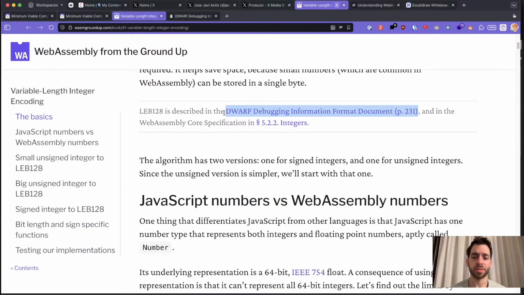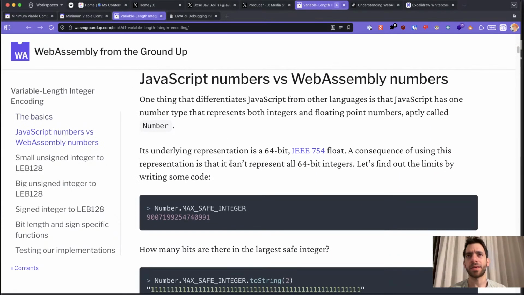One thing that differentiates JavaScript from other languages is that JavaScript has one number type that represents both integers and floating point numbers, aptly called number. One of the things that we never tend to realize when we begin learning JavaScript, and JavaScript was my second programming language that I ever learned, the first one was PHP, was that we have different number types for that. You got the float based, you got integer based, you got unsigned integers, you got everything.